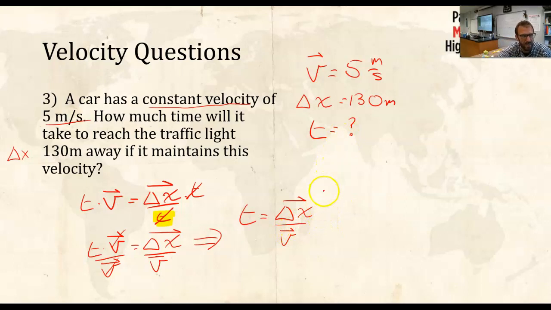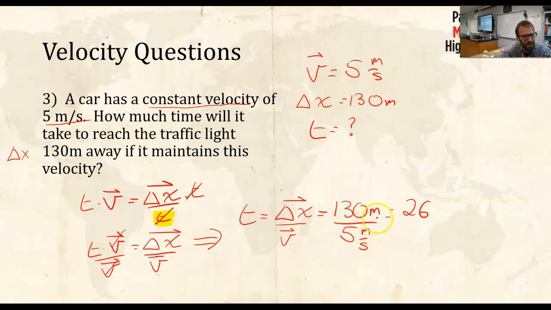So what I'm going to do now is plug my numbers in. The displacement is 130 meters. The velocity is 5 meters per second. 130 divided by 5, 130 divided by 10 will be 13, so I guess it's 26.